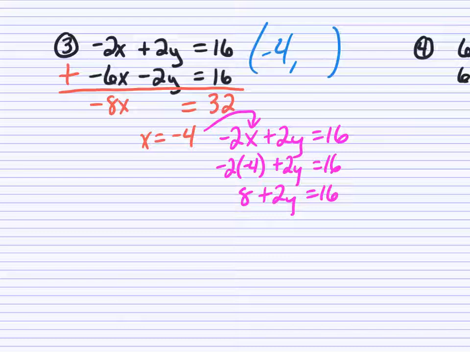From here, I would do an upside down t and subtract 8, and I'm going to do that in my head. And when I subtract 8, I get 2y equals 8. And from here, I would divide by 2, and I'm going to do that in my head as well, and I get y to equal 4. So these two would intersect at the point negative 4, 4.